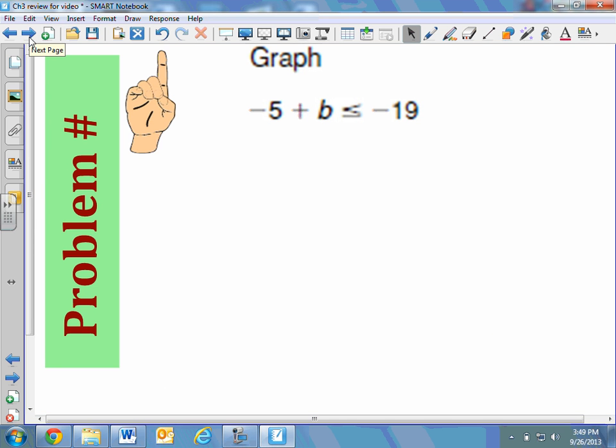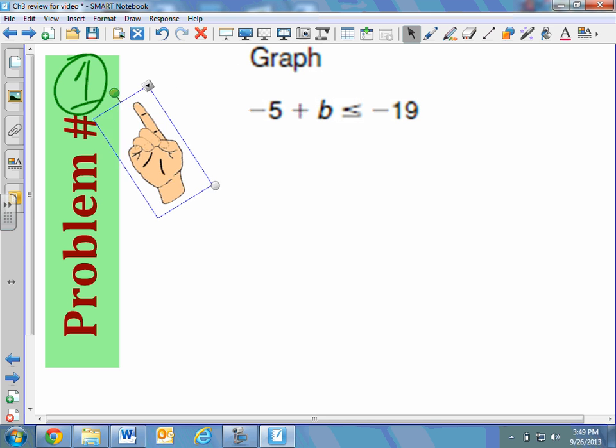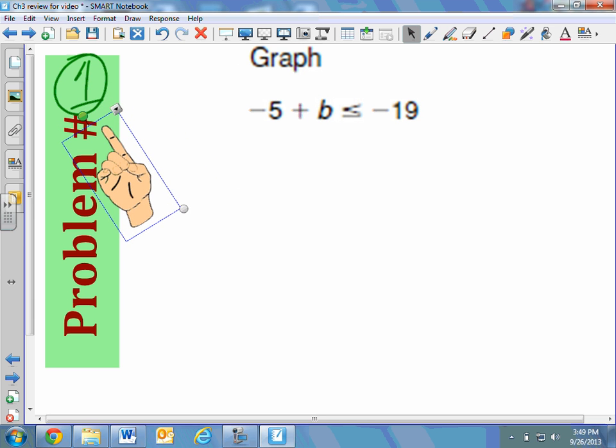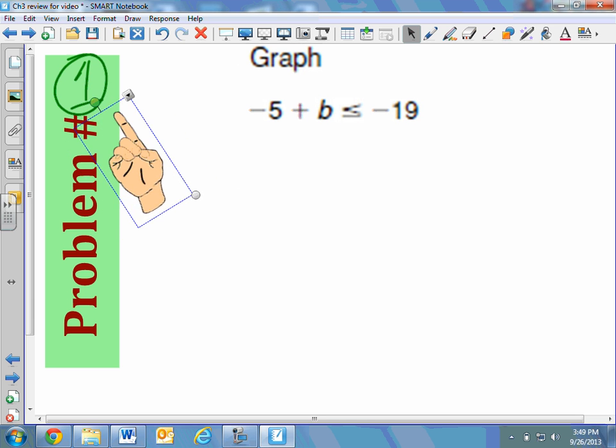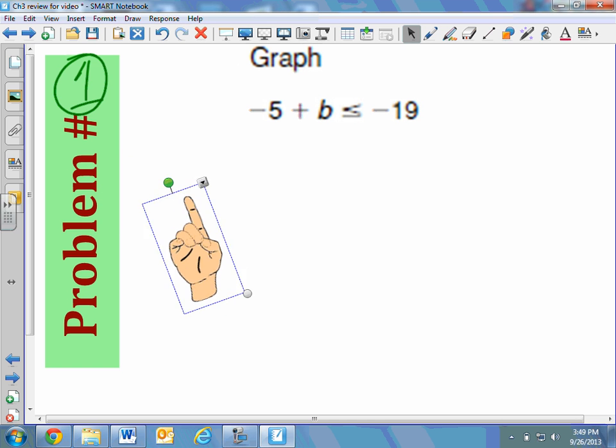Okay, so we're going to start off with this first one right here. This is problem 1. Okay, so remember, as you're going, look up here. If this is not the problem you need, then move forward until you see the number that you need here, right? Okay, so we're going to start off with this problem here, guys.